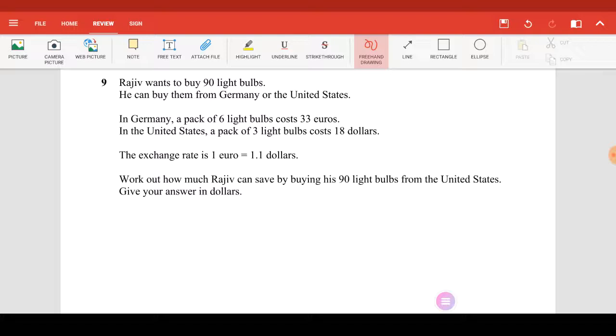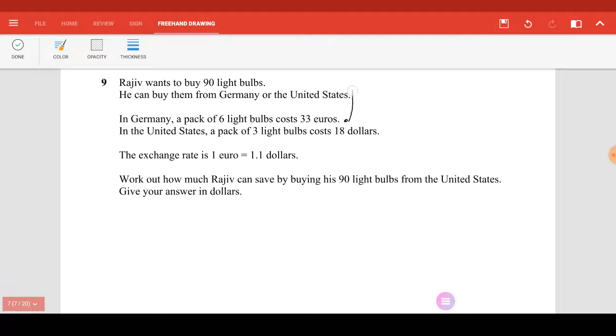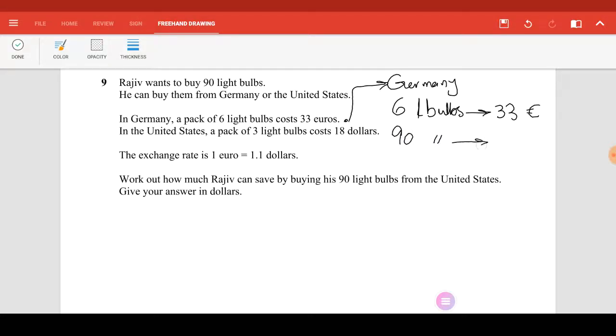For example, I will start with Germany. Six light bulbs cost 33 euros. Now when he needs 90 light bulbs, how much does it cost him in euros? You can use cross multiplication: 90 multiplied by 33 divided by 6. The answer will be 495 euros.